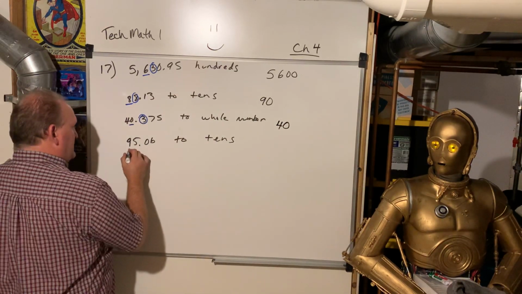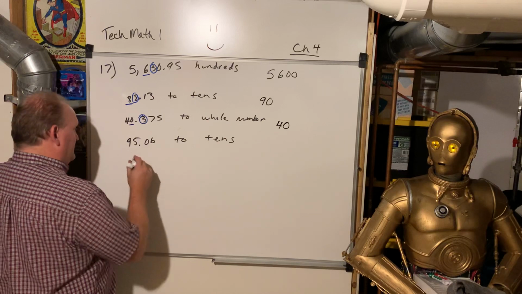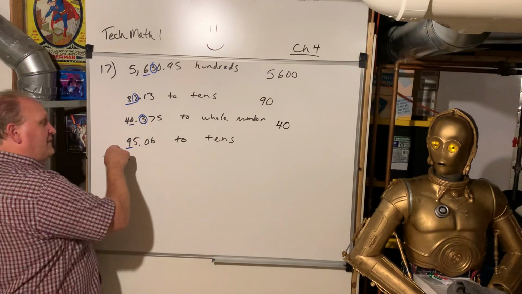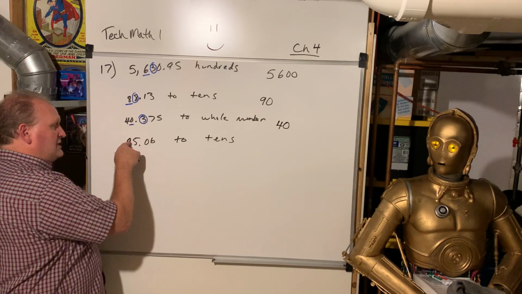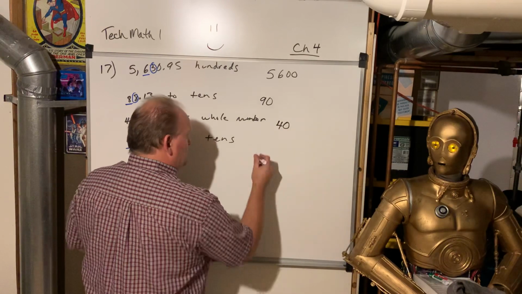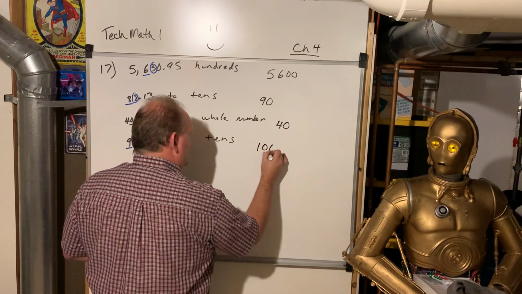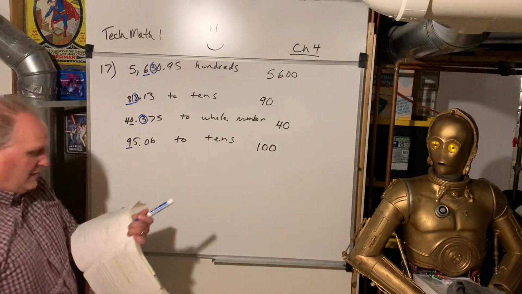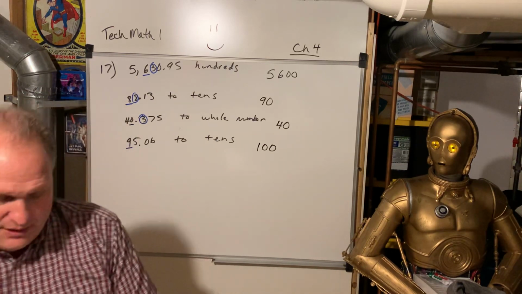And tens place, ooh, here, finally, something interesting happens. So that's 9. 5 is enough to bump it up, but that's actually going to make it into 100. So even though I was rounding to tens, it actually bumped into the hundreds place because that was enough to take it up to the next one. All right?